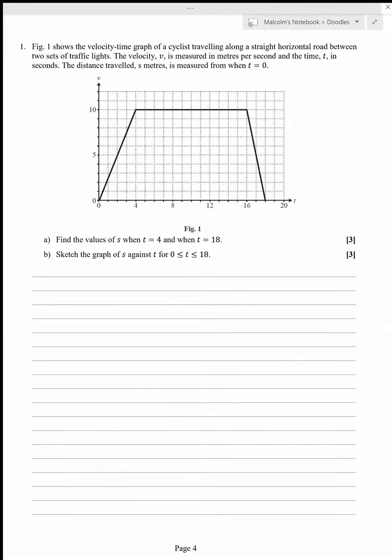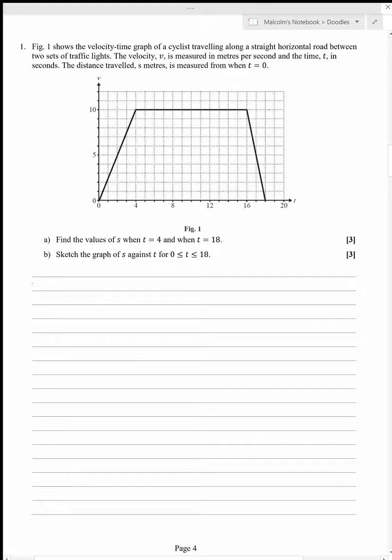Anyway, question one's what I'm looking for. And this question has got a velocity time graph. This is a cyclist traveling on a straight horizontal road between traffic lights. Velocity v, measured in meters per second, time t in seconds. All good. The distance travelled s is measured from when t is equal to 0. So find the values of s when t is equal to 4 and when t is equal to 18.